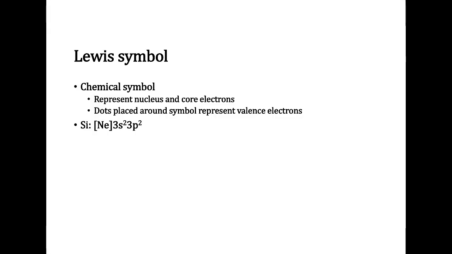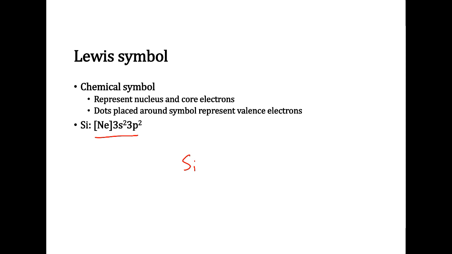A Lewis symbol is a chemical symbol. Whenever we write out the abbreviation, for instance, let's look at silicon here. Whenever we write out Si, what that indicates is, one, that we have 14 protons, and it also indicates that we have 10 core electrons. So it's more or less telling us that we have all of the core electrons, the electrons that are representative of neon.